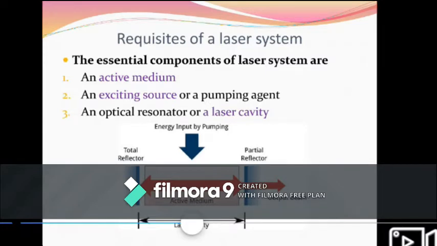Once the photons are released, they move between the two mirrors, the blue ones, and the light builds up. The total reflector on the left side is a 100% reflecting mirror; it does not have a transmitting property. Therefore, photons won't travel out of the total reflector side. They come out through the partial reflector side. We will see that.